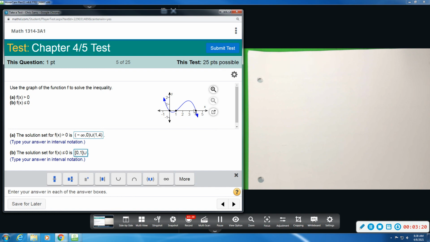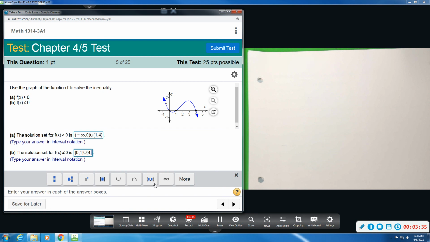and this is below 0 starting at 4. So we're going to do bracket 4 because it's including 4, going all the way to the positive infinity side of x. So from 4 to positive infinity.